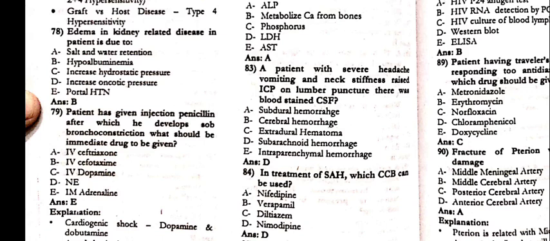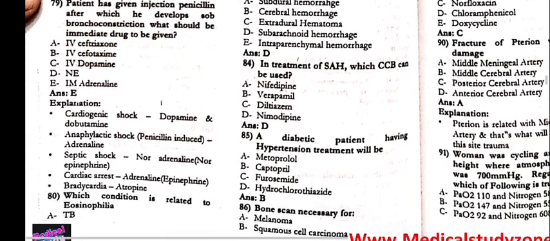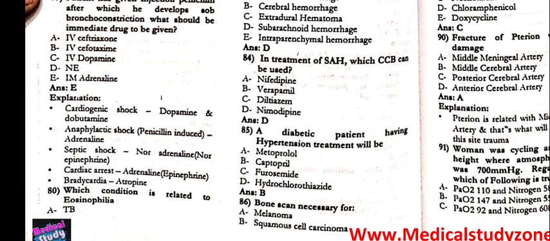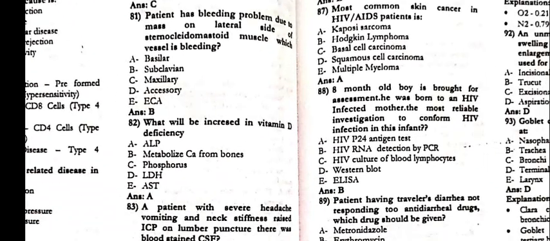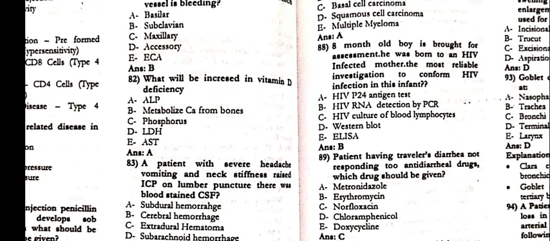What should be the immediate drug to be given? That is IM adrenaline. Next, 80. Which condition is related to eosinophilia? That must be asthma. The patient has bleeding problems due to a mass on the lateral side of the sternocleidomastoid muscle. Which vessel is bleeding? It is the subclavian.